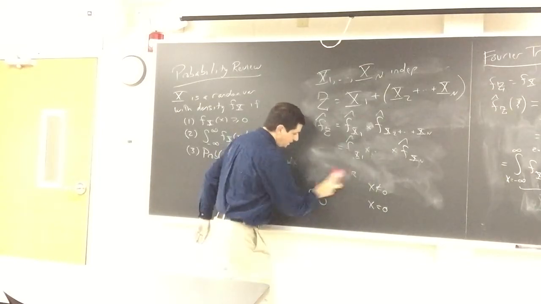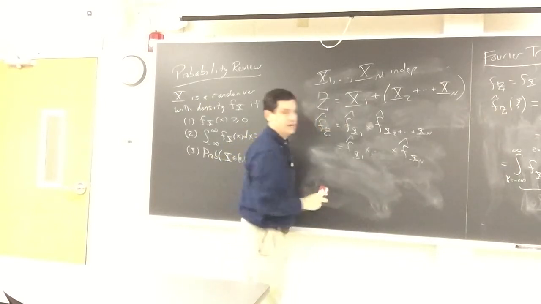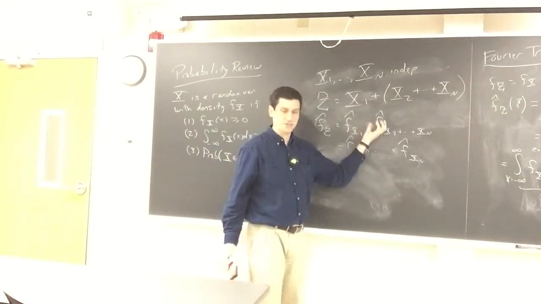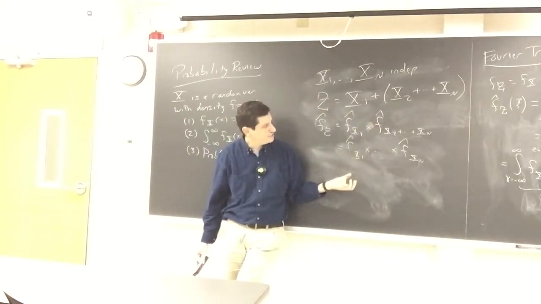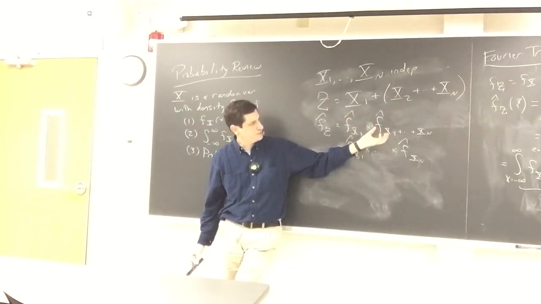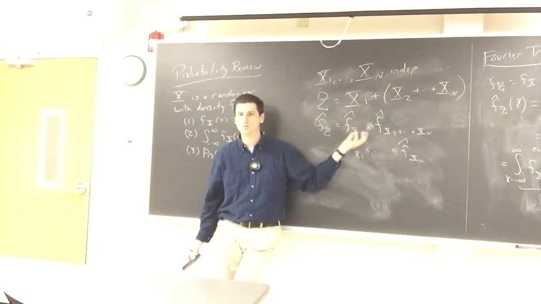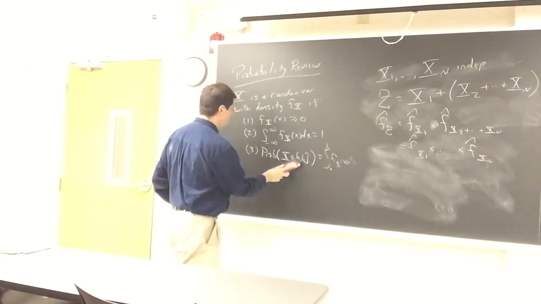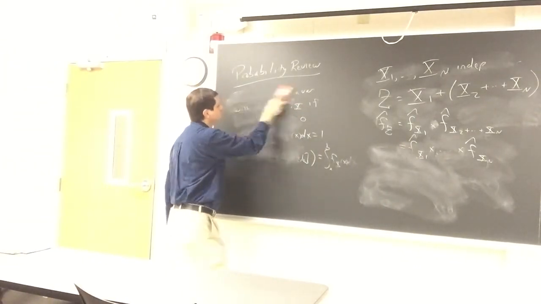Okay. Any questions on what we've done up till now? So we've talked about densities, cumulative distribution functions. We've talked about sums of independent random variables. We've seen that the formula for the density of the sum is the convolution. We've shown that the Fourier transform of the convolution is the product of the Fourier transforms. So what we're going to do now is look at something called the moment generating function.